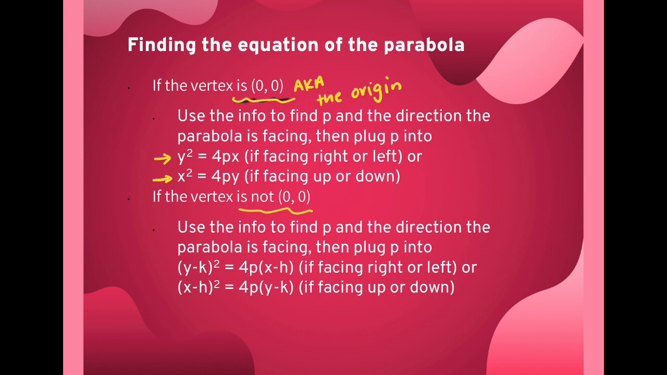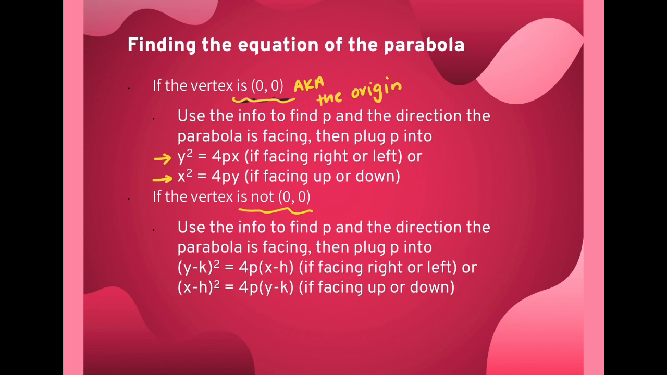If it's pointing up, it's going to be x squared with a positive 4p. If it's pointing down, it's x squared with a negative 4p. If it's pointing to the right, it's going to be y squared with a positive 4p. And if it's pointing to the left, it's going to be y squared with a negative 4p. I'll write that out again in a minute.